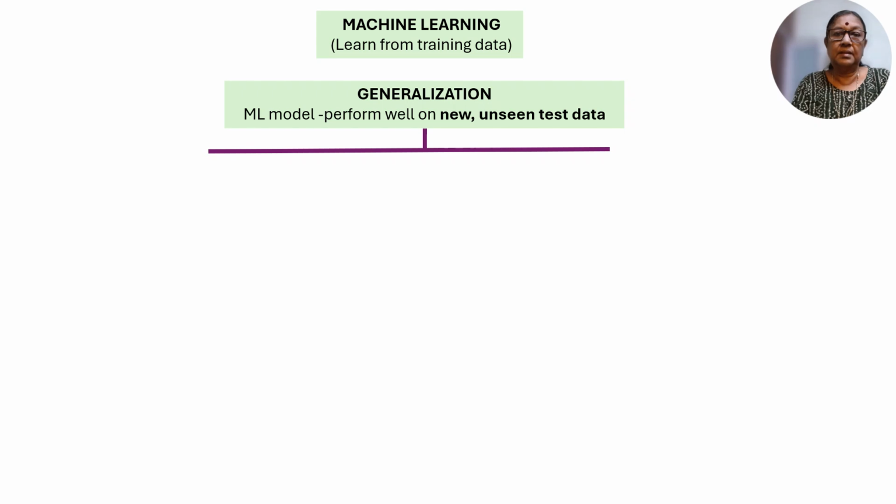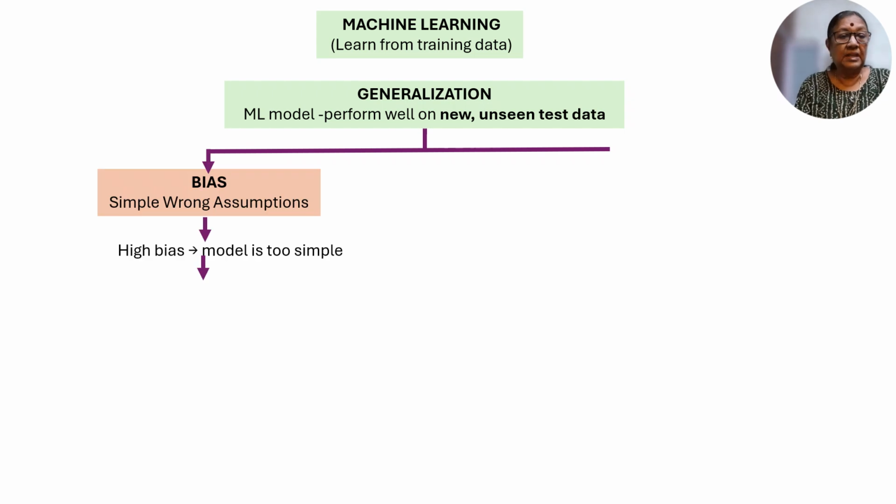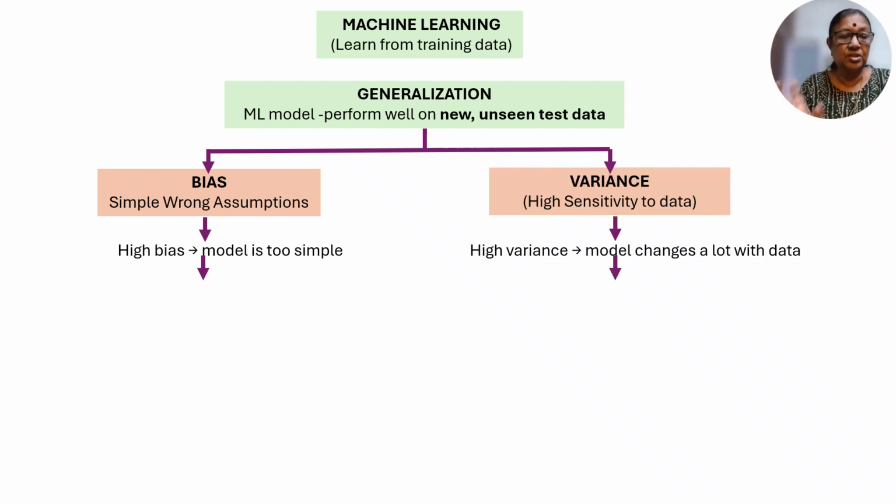Now, we are just concluding with all the terms in machine learning, to make it easier for you to remember. So you have generalization, where the ML model performs well on unseen test data. Now, if you have bias, you have made the wrong assumptions. So high bias means the model is too simple and it leads to underfitting. We'll come to that. Variance means high sensitivity to data. So high variance means the model changes a lot with data.